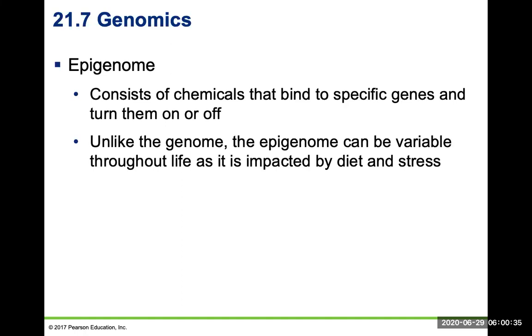Epigenome consists of chemicals that bind to specific genes and turn them on or off. And unlike the genome, the epigenome can be variable throughout life as it's impacted by diet and stress. So the epigenome, you can kind of control a little bit based on your diet and stress levels. So a lot of your health is determined by environmental factors, outside factors.